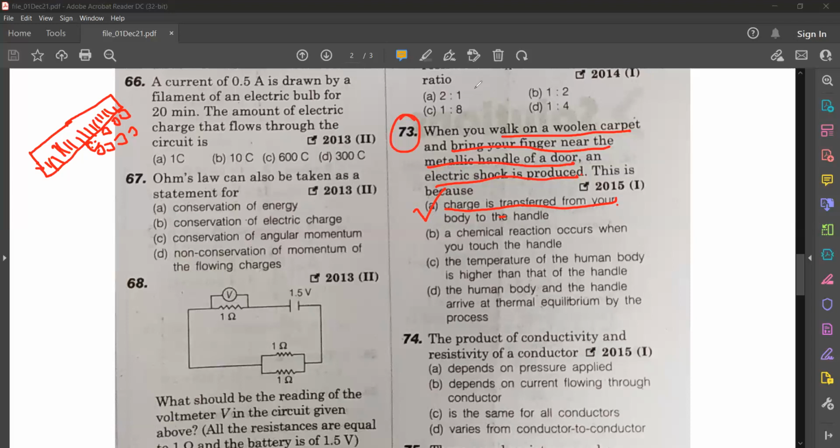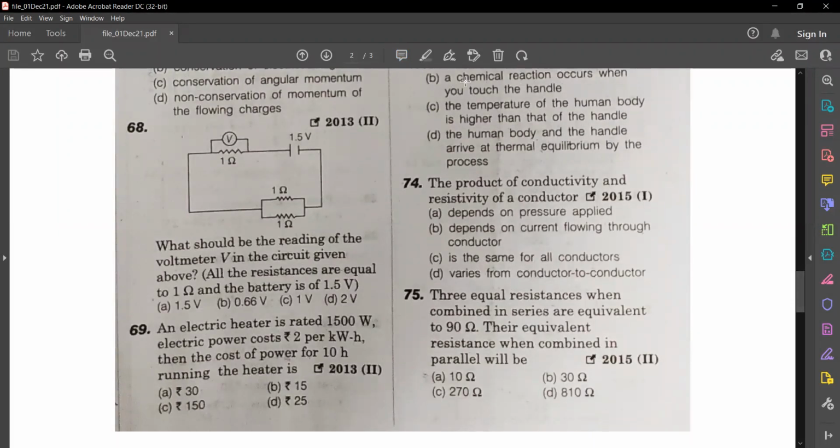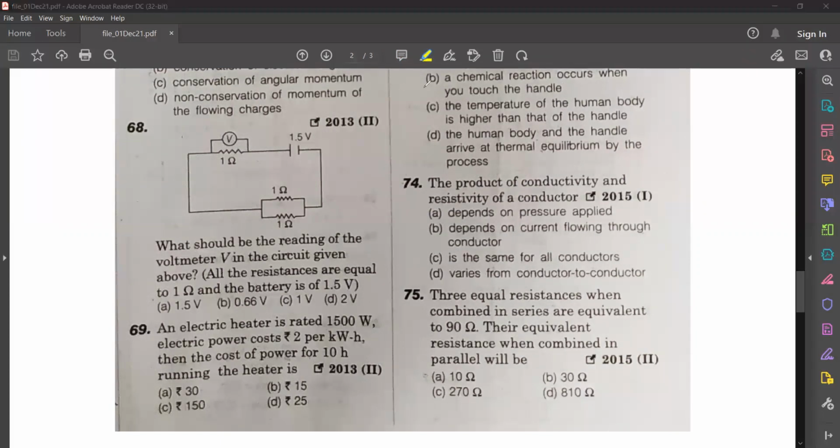Okay, so moving to the next question, question number 74. The product of conductivity and resistivity of a conductor: depends on pressure applied, depends on current flowing through the conductor, is same for all conductors, or varies from conductor to conductor. Okay, so find out the answer.